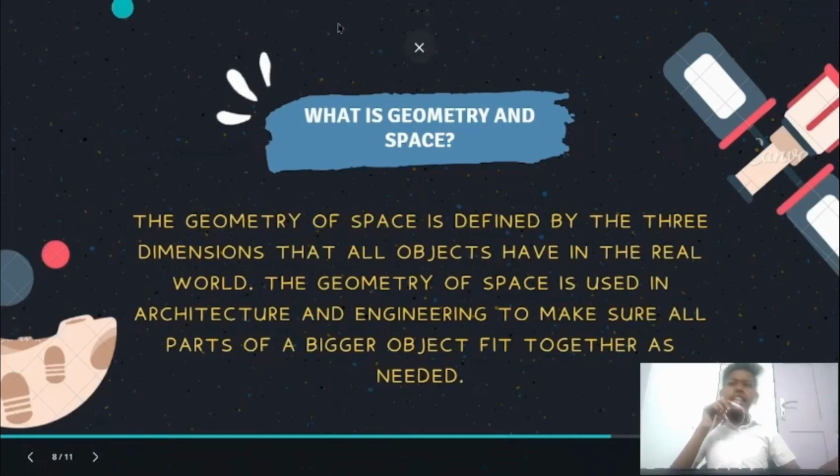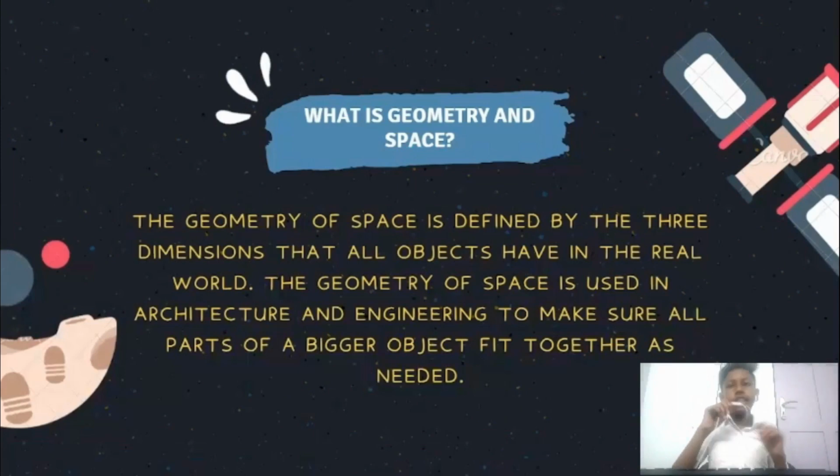What is geometry and space? The geometry of space is defined by the three dimensions that all objects have in the real world. The geometry of space is used in architecture and engineering to make sure all parts of a bigger object fit together as needed.